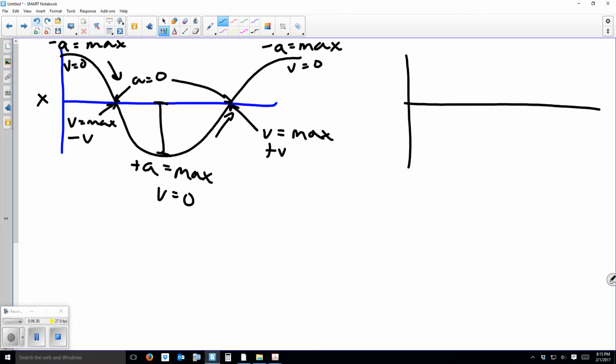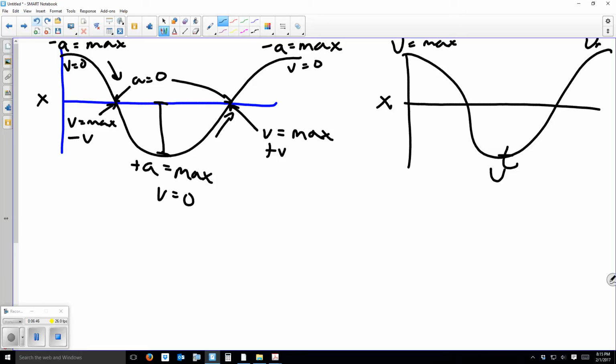So let's say we've got x and we've got t, a position versus time graph, and we'll get the same shape. So at our peaks and troughs, our potential energy is the greatest, equals max, max, and max. And here, our kinetic energy is the max at those equilibrium points. Here, our potential is 0, and kinetic is 0 at these peaks and troughs.